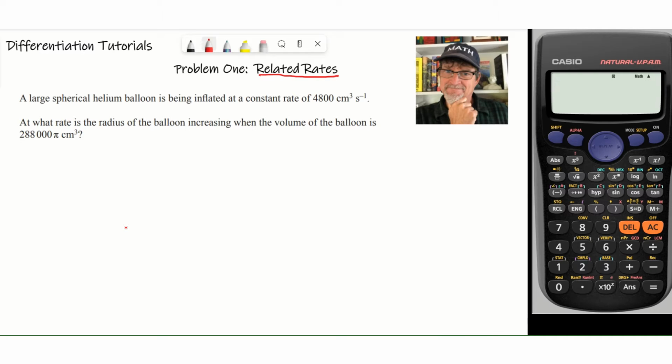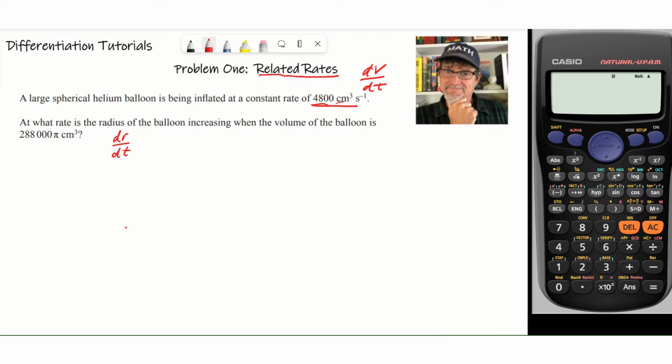A large spherical helium balloon is being inflated at a constant rate of 4,800 cubic centimeters per second. At what rate is the radius of the balloon increasing when the volume of the balloon is 288,000 pi cubic centimeters? All right, well, let's sort out what we have here. We've got 4,800 cubic centimeters per second. That's how fast it's inflating. So, in other words, that's a change in the volume with respect to time, or dV/dt. Now, at what rate is the radius increasing? So we would call that dr/dt, and that's what they're looking for here.